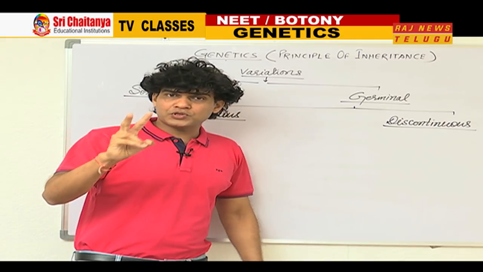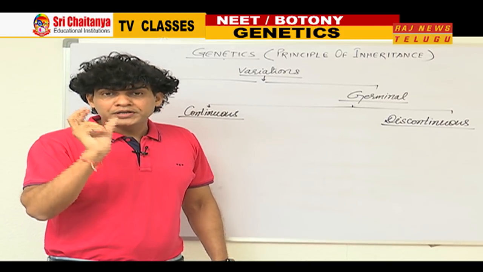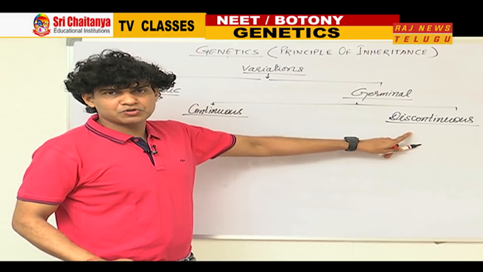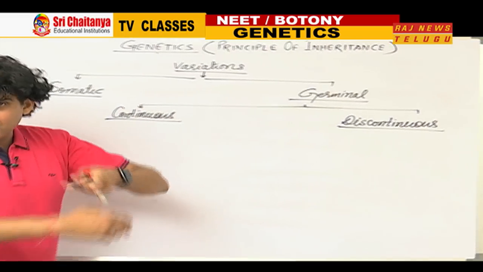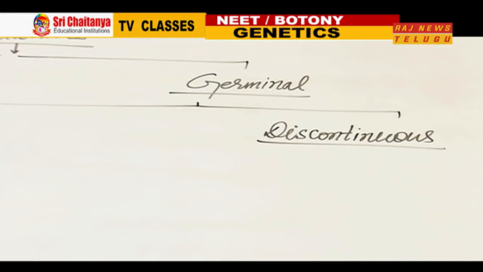So whenever you observe only a very limited number, just one or two distinguishable forms of the character or the phenotype, that kind of variation is called discontinuous variation. And if you observe a large number of variants, then such kind of variation is called continuous variation.